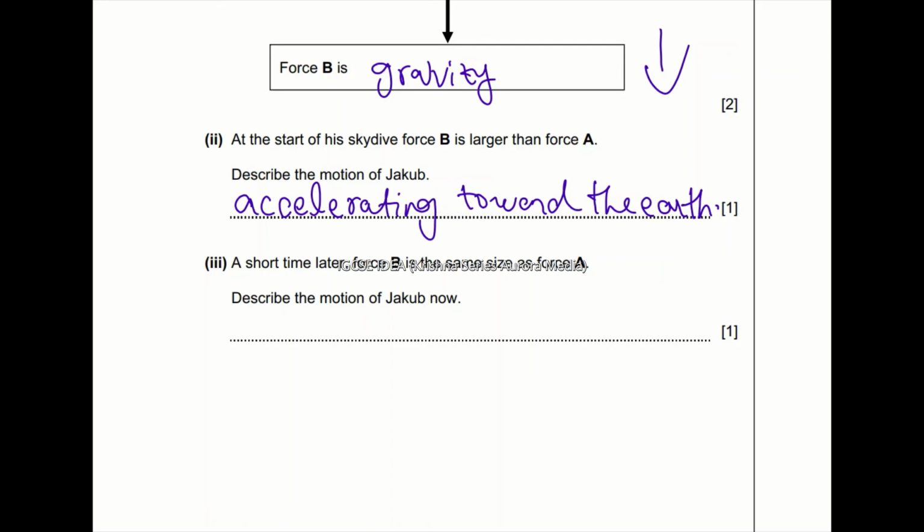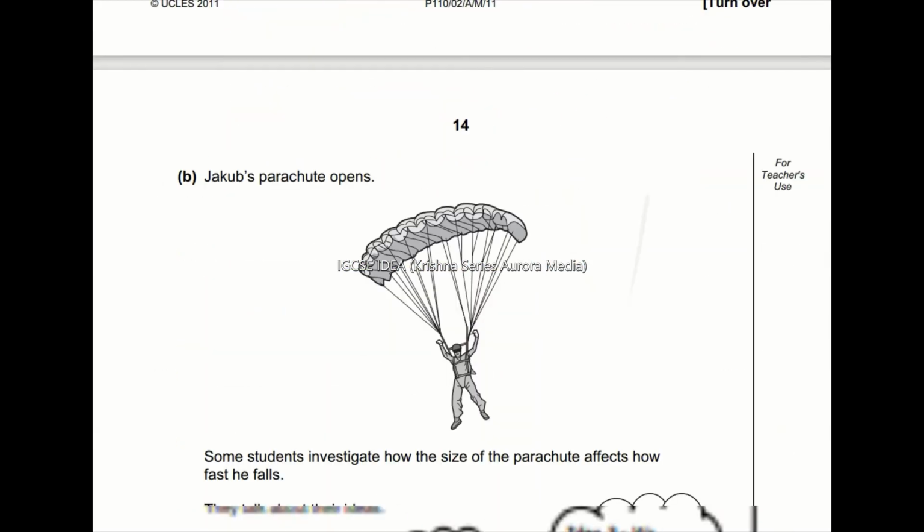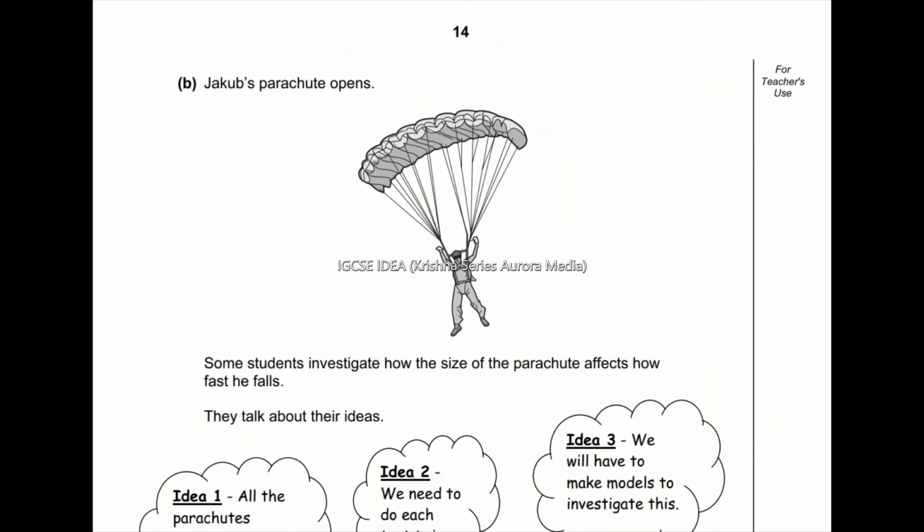A short time later, force B is the same size as force A. Describe the motion of Jacob now. Well, it will be the constant speed. B. Jacob's parachute opens. Some students investigate how the size of the parachute affects how fast he falls.